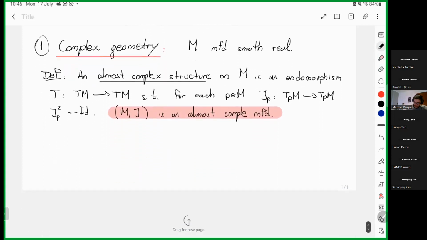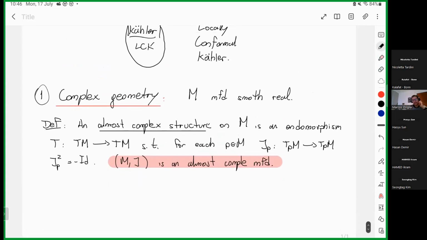Okay. So that's the first ingredient we need in order to define locally conformally Kähler: first Kähler, and then locally conformally Kähler. So what about examples of this? It's very trivial. C^n is the first example, but here we are talking about real manifolds, so we identify it with R^2n. This is our first example, and the almost complex structure is just multiplication by i, right?